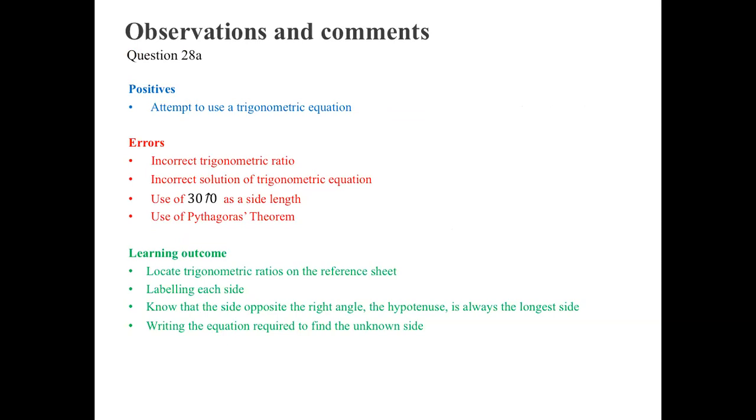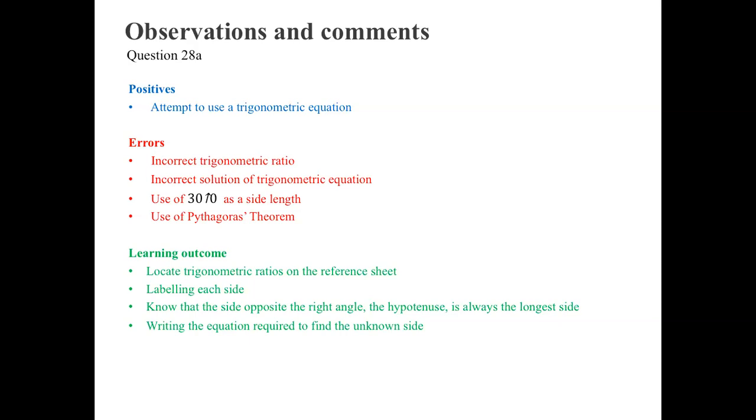We also saw the use of 30 degrees as a side length, and the use of Pythagoras' theorem, because they just went, okay, 30 degrees, put that as a side length, and now we've got three numbers on our triangle. So we really need to make sure our kids know that reference sheet really well, where they can locate which trig ratio, and label each of the sides carefully. They need to know that the side opposite the right angle, the hypotenuse, is always the longer side, because if they didn't recognise that, they got an incorrect solution.